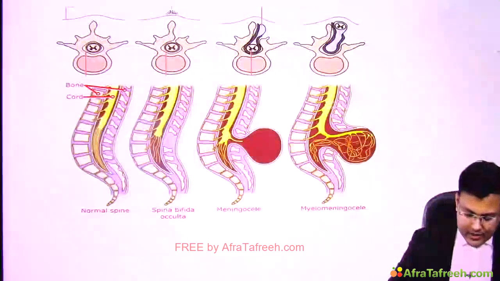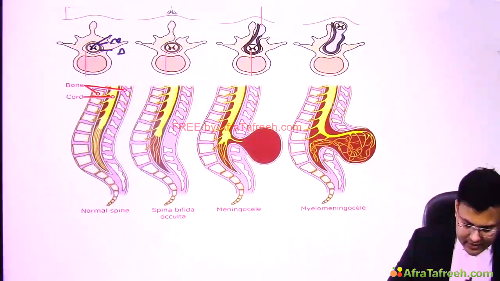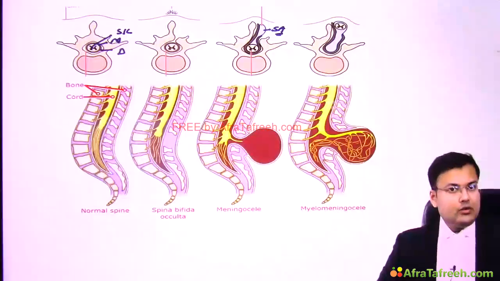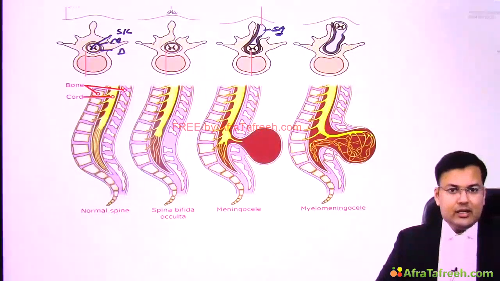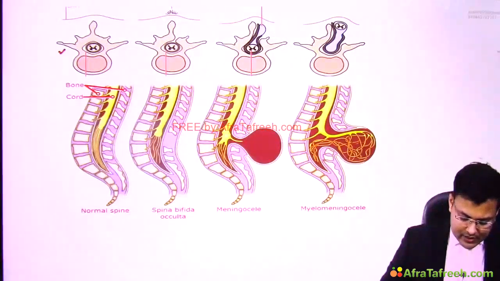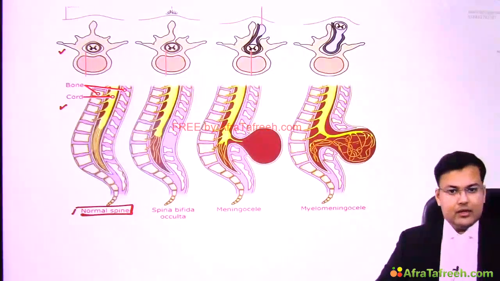Now see this picture. Here you can see that this is the dura, this is the meninges, here there is spinal cord and this is subarachnoid space. Clear? So dura, meninges, you can see spinal cord and there is subarachnoid space. If you see the first diagram, it's normal spine. Clear? First one is normal.